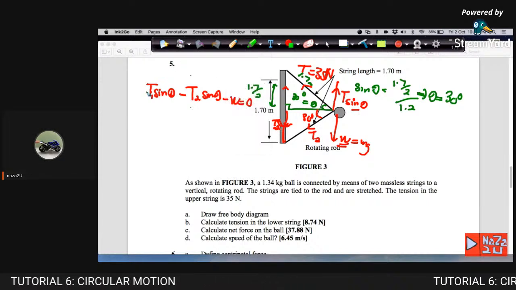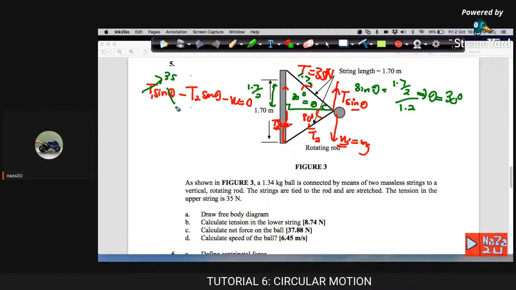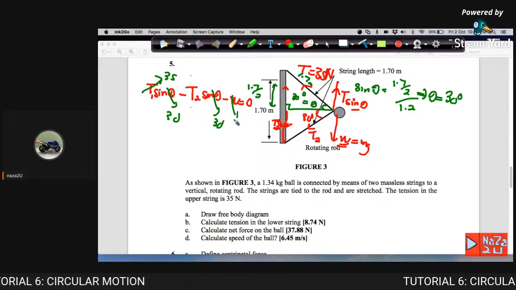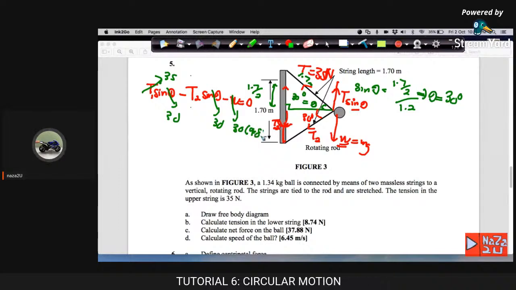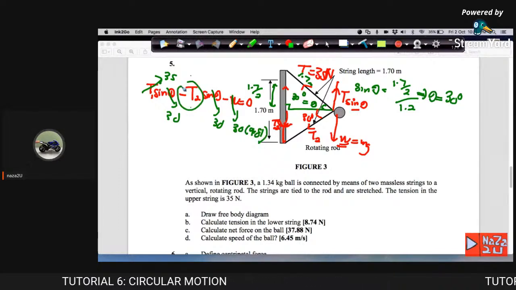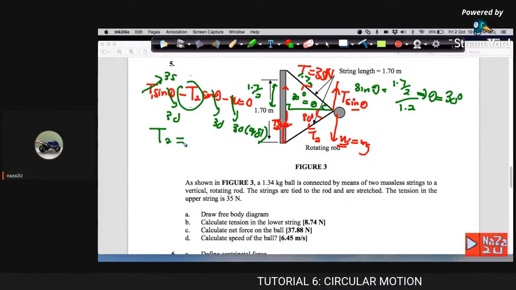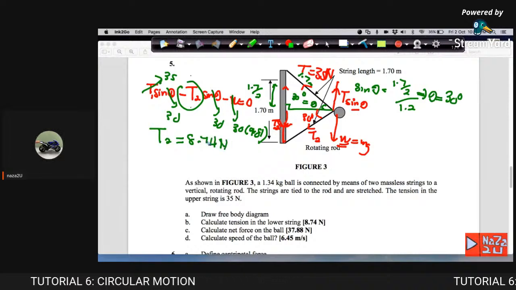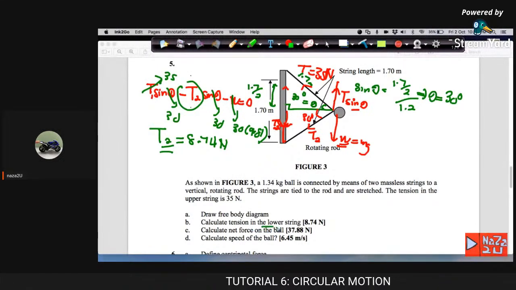T1 is a value given by the question, 35. And theta here is equal to 30. And the weight force here is equal to 30 times 9.81. So now you can find the value of T2 here. If you use the calculator, T2 is equal to 8.74 Newton. So this is T2. Right? Calculate the tension of the lower string, or T2 here, is 8.74 Newton.